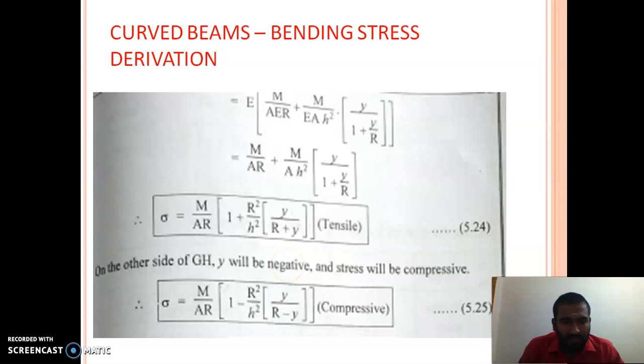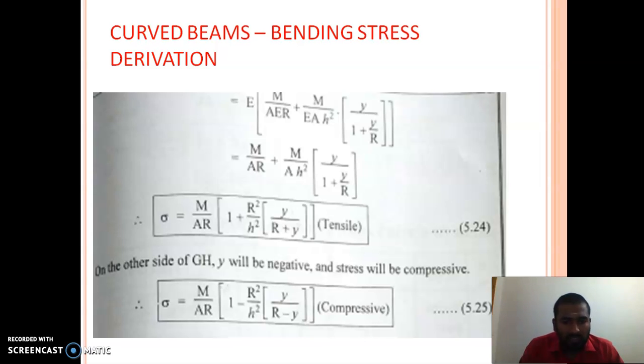Hello learners. Till now in the video lectures we have derived an expression for bending stress for curved beams. The final expression for bending stress in curved beams goes like M by A by R, in the whole bracket 1 plus R squared by h squared into y divided by R plus y. So in that equation, M is nothing but the bending moment applied in the beam.